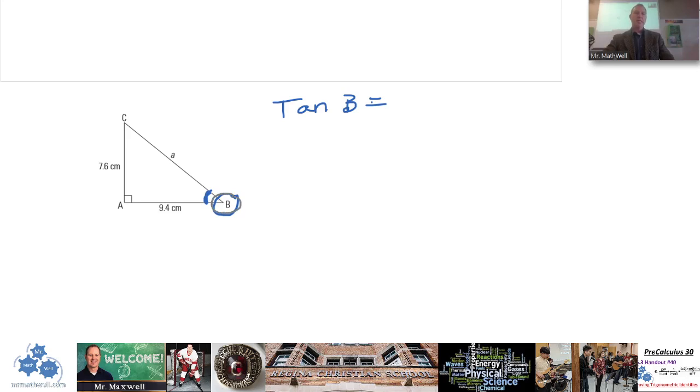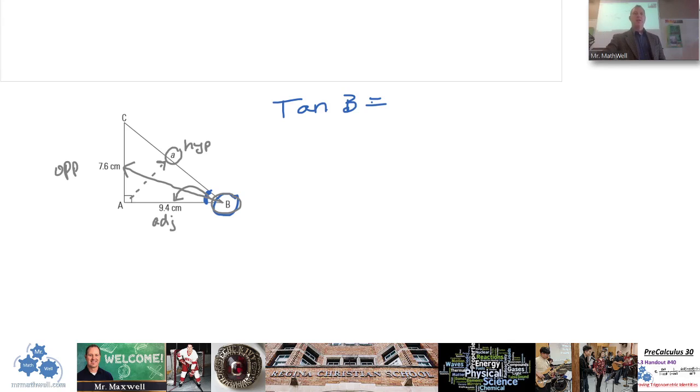For angle B, the opposite side, if you start with the very vertex of B and you draw a line through the middle of the angle, the side that it touches on the other side, that's the opposite side. It's the exact opposite of the angle, right? Now the largest side, the one opposite the 90 degree angle, is always the hypotenuse, always. So that leaves this one as the adjacent side. It's right next to the angle, but it's not the hypotenuse. Sometimes that's the toughest one to identify.